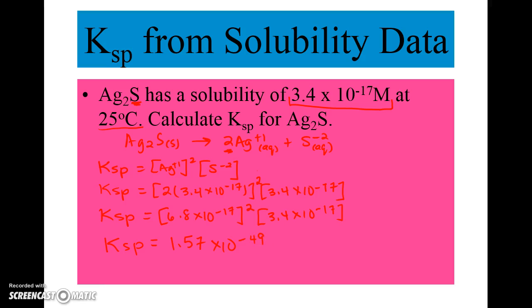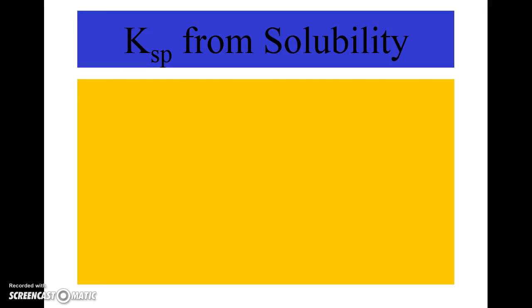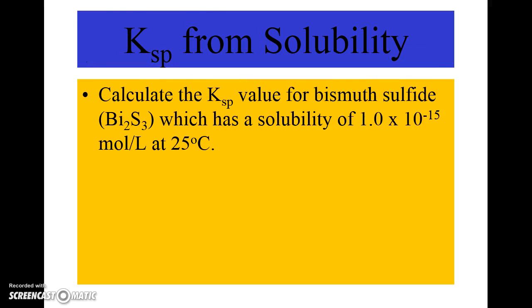Now notice that's a tiny Ksp because not very much dissolves. I mean, look at this. We know that this is a precipitate, and look at what our molarity is when the most of it dissolves. Look at that tiny molarity. And then look at this tiny Ksp, which tells us that it's something that's not very soluble. Let's try it again, just to make sure we got it. So now we're going to look at bismuth sulfide. And again, we're going to write our reaction.